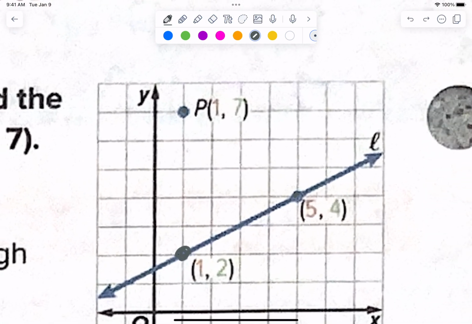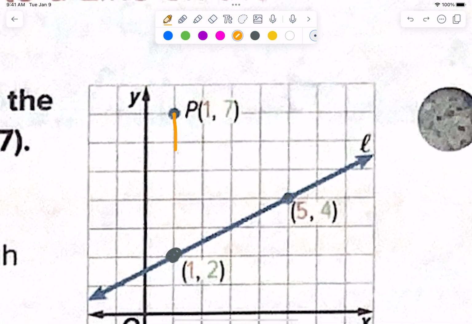Now, a lot of times I get students saying, well, that's straight down. Well, yeah, but your line is not straight. It's not horizontal. So do you see why that is incorrect? If I want to go straight down, I've got to go this way so that he's a 90-degree angle. Does that make sense?